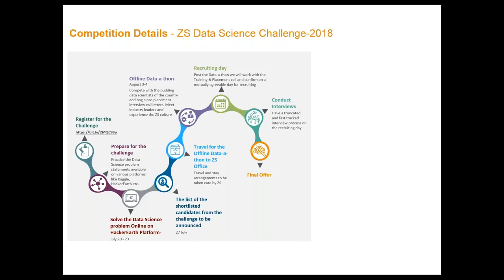The idea would be competing for a pre-placement interview call letter. You would meet with our industry leaders, both in the data science space and across our verticals as well, and get to experience our ZS culture. You know, we can talk about this on a slide, but we'd love for you to experience it firsthand for yourselves in our offices.